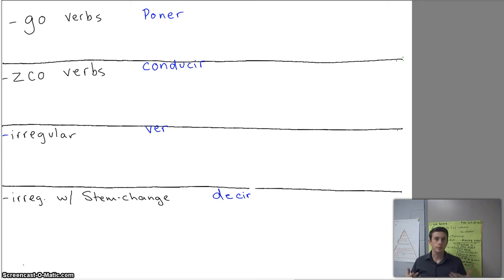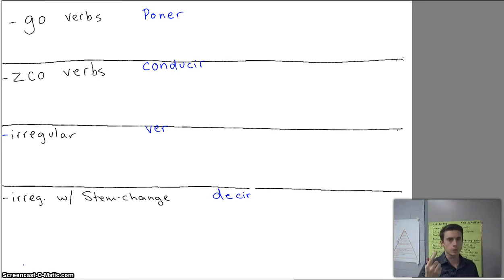Irregular verbs, irregular yo form verbs. We've got 4 categories. Those 4 categories are go verbs, SCO verbs, irregular verbs, and irregular with stem change. I'm just going to do one example from each group. The other ones follow suit. The other ones in each category do the same thing as these that I'm going to put up here.